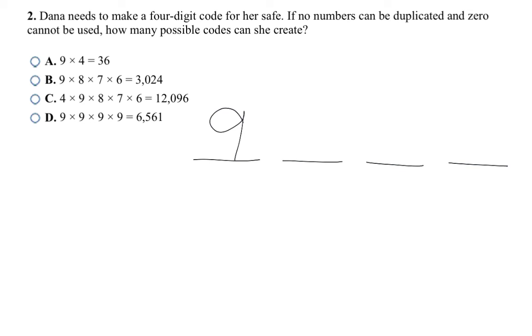Then my second number, since they don't want them duplicated, I've already used 1 number, so that means I have 8 numbers left to choose from. My third number, we've already used 2 numbers, so that means I have 7 numbers, 1 through 9, left to choose from. And then for my fourth number, I'm going to have 6 numbers left to choose from. Here, I'm going to multiply these because the choices for each of these numbers is dependent on the other one. So that means I'm going to use the multiplication counting principle.